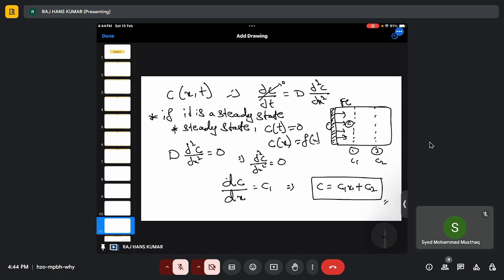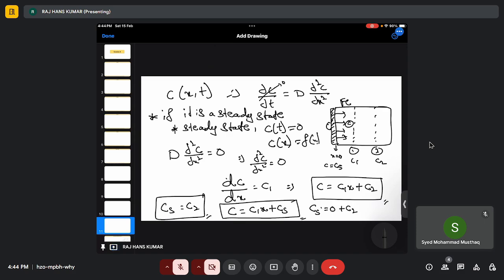Right? Now substituting the equation, for example, at x equals to 0, now boundary conditions. At x equals to 0, C is my Cs, C source. Let me write that. So Cs will be equals to C1 times 0 plus C2, right? Because x equals to 0. Now Cs will be equals to C2. Now we know the first differential. Now C will be equals to C1x plus Cs.